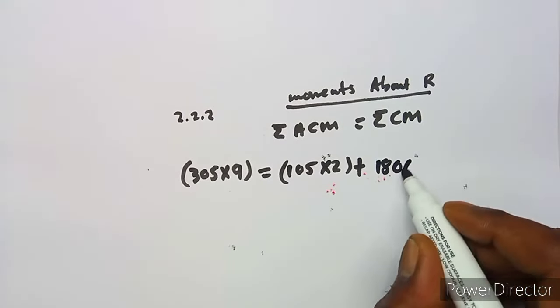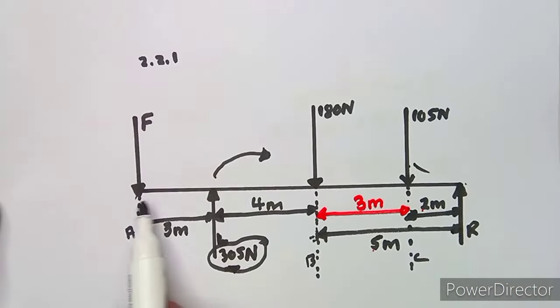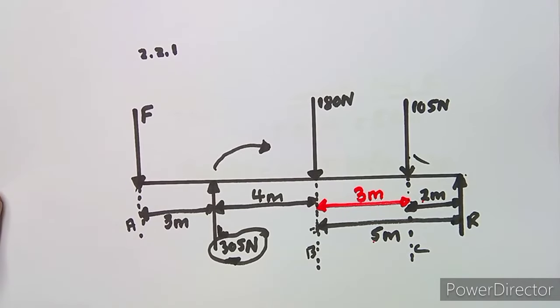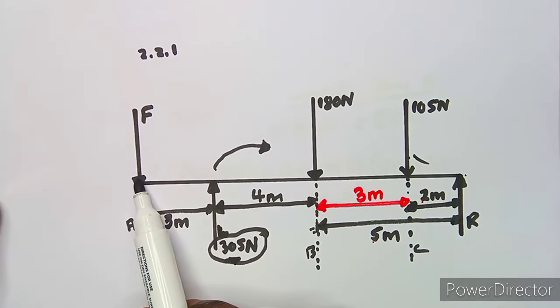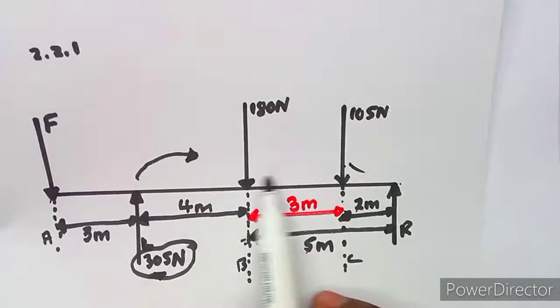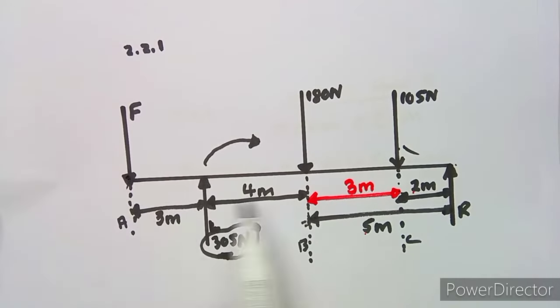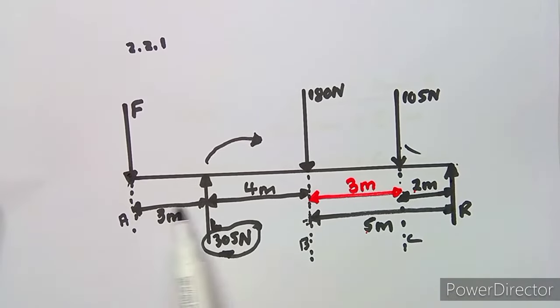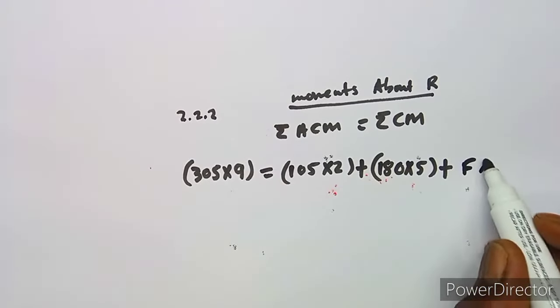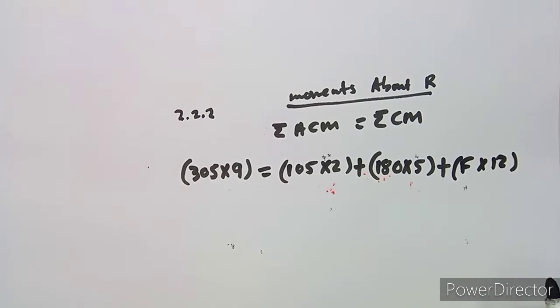Plus we move on to this 105 at the end, and our F. Take note, 105 we have taken, 180 we've taken. Then we move on to F, which is the last one. So it's F back to R here, and this whole length is 12 meters. So it's F times 12. I think I have taken everything here, so we have formulated an equation.